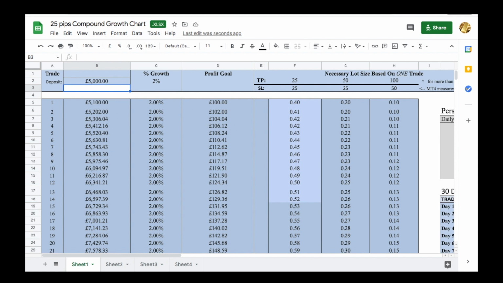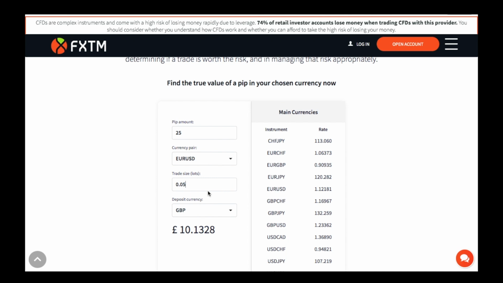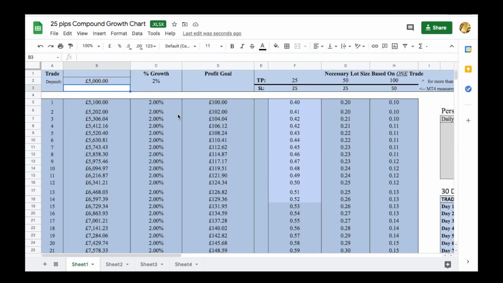So once again, I'll go over to my pip calculator and I've got Euro USD, and it tells me I should take a 0.40 lot size. 0.40 doesn't give me the figure I need, so I'll go to about a 0.50, or if I want to be more precise, yep, we'll go to about a 0.50 lot size. Yep, this is the trade I'll be taking.